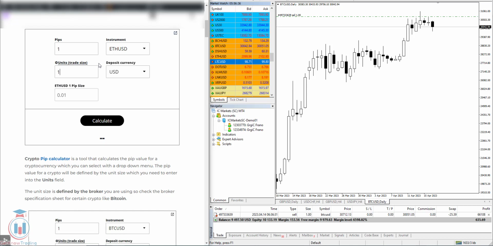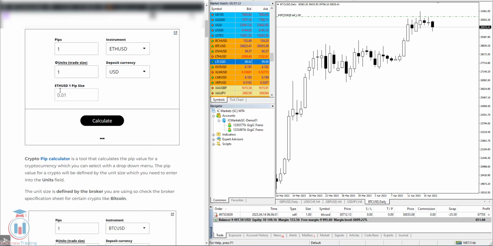So in this case, I have put 1 unit for one standard lot, which means 1 Bitcoin for one standard lot. And my current broker that I'm using is IC Markets, and this is on the right side, a trading platform MT4 from my broker. Then the next one is deposit currency, which means which currency you have on your trading account. If you take a look here in the trading platform, you can see that the balance I have is in US dollars. So my deposit currency is US dollar.